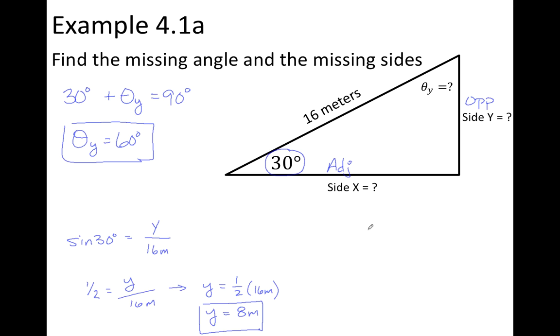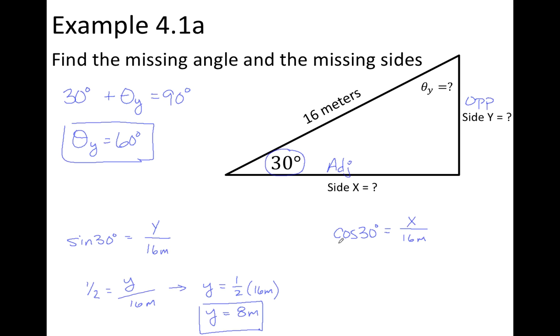Okay, again, we're going to have to choose a trig function to solve for side x. Once we know two sides, we can use the Pythagorean theorem, but I want a little bit more practice using the trig functions. So I need a trig function that relates the adjacent side to the hypotenuse, and that's cosine. So the cosine of my 30-degree angle has to be the adjacent side, which is side x, divided by the hypotenuse, which is 16 meters in length.